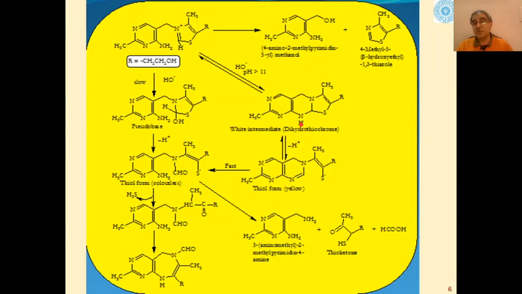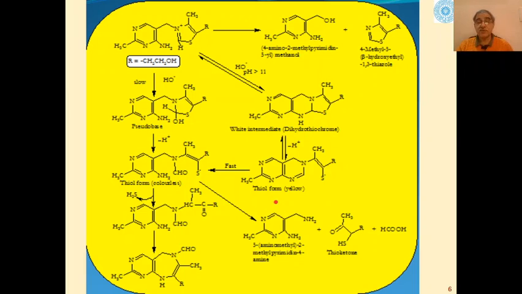So when hydrogen is removed in the presence of OH negative, this hydrogen will be removed, and this nitrogen will act as a nucleophile. This will form a carbon-nitrogen double bond at this place, and this carbon-sulfur bond will break, and we will get a sulfur negative charge. And this type of yellow product will be formed with the breaking of this thiazolium ring.